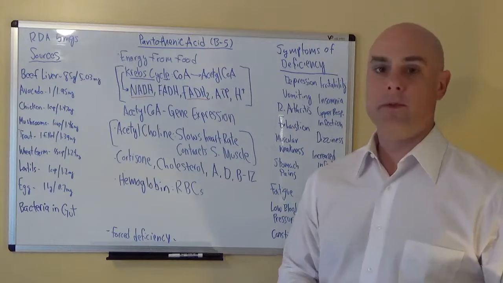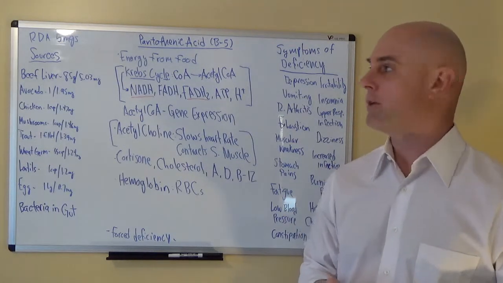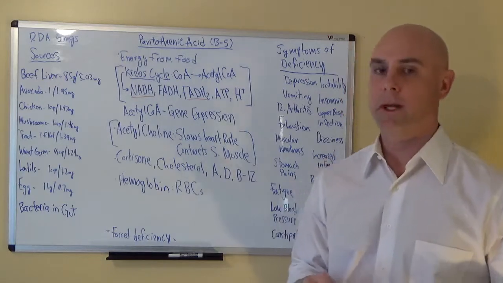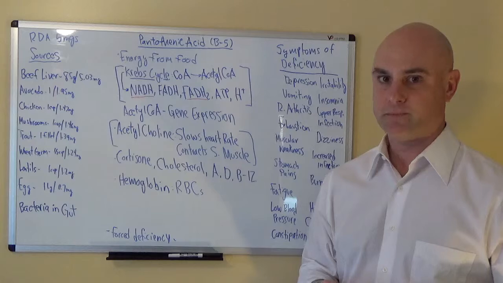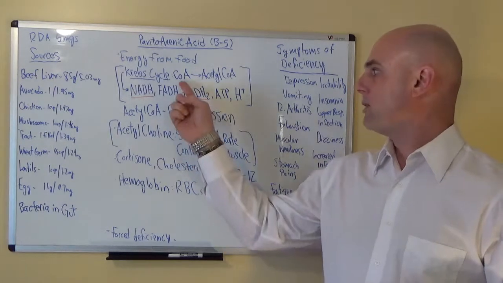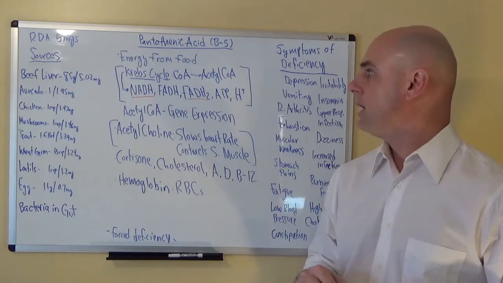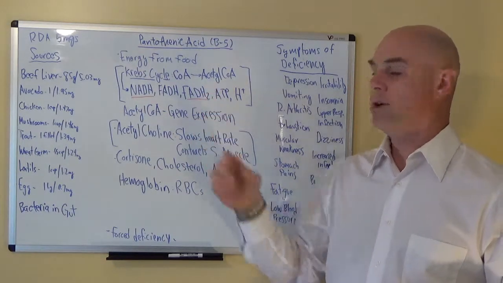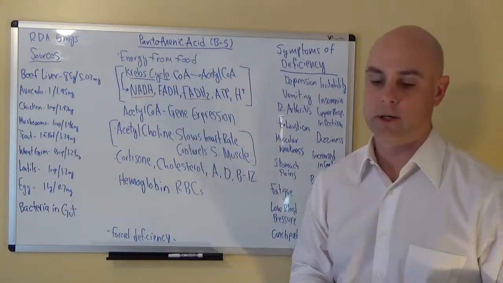Pantothenic comes from the Greek root word panto, meaning everywhere. So some of the functions of pantothenic acid or vitamin B5 include getting energy from food. Now there's a pantothenic acid residue that's part of the coenzyme A complex. Now coenzyme A is converted to acetyl-CoA, which is the initial substrate in the Krebs cycle.